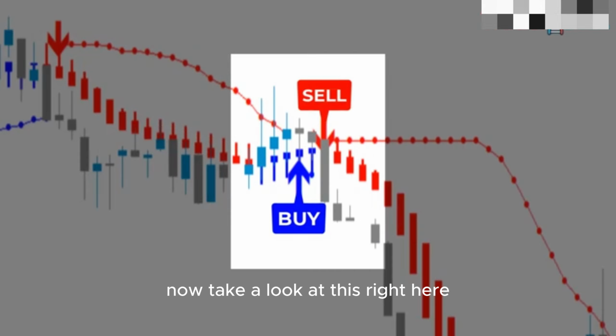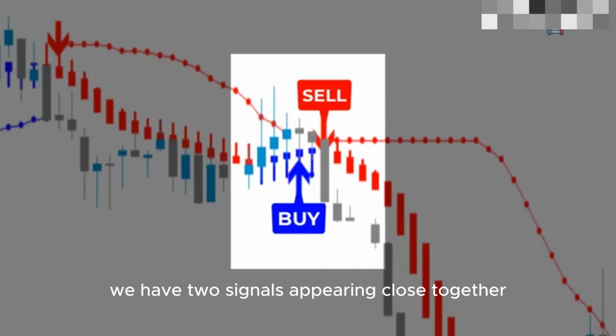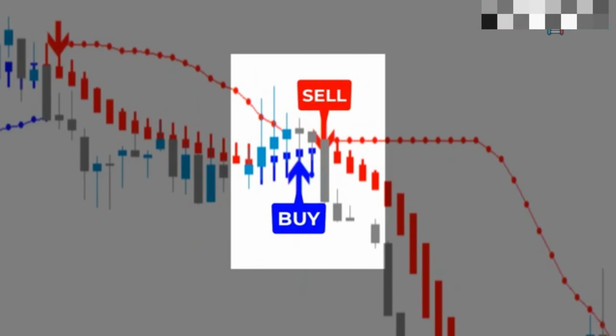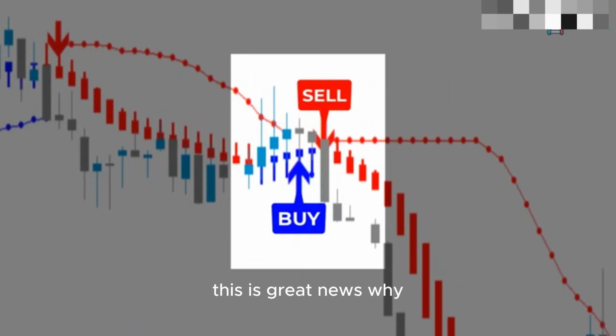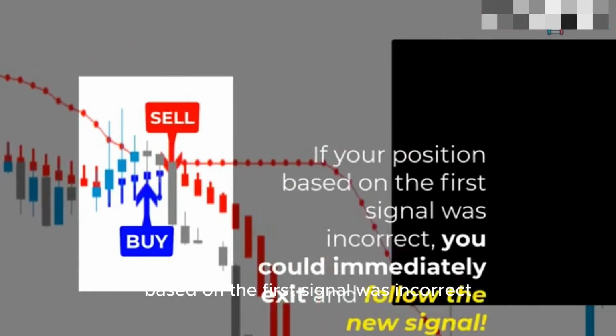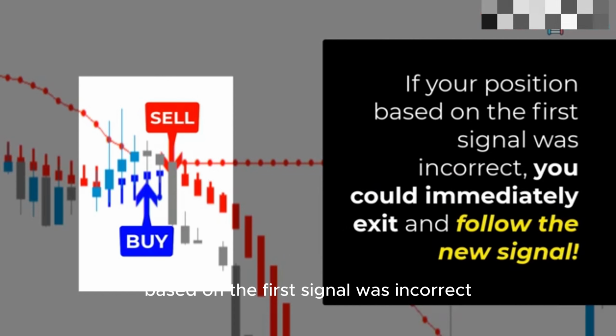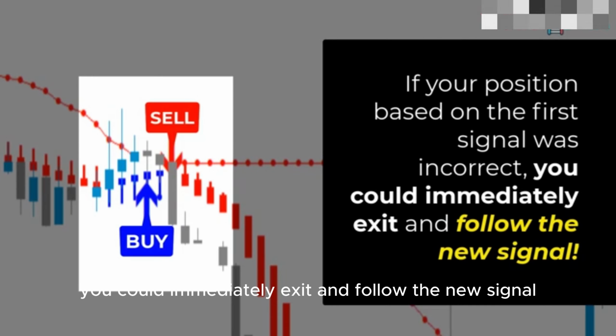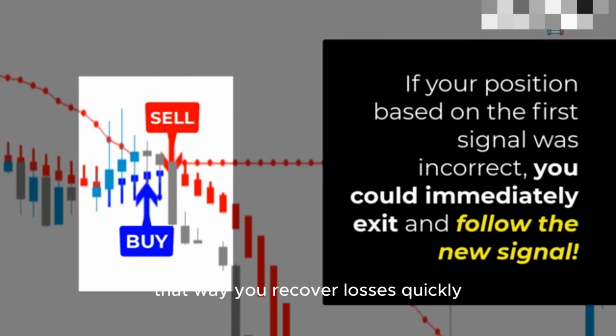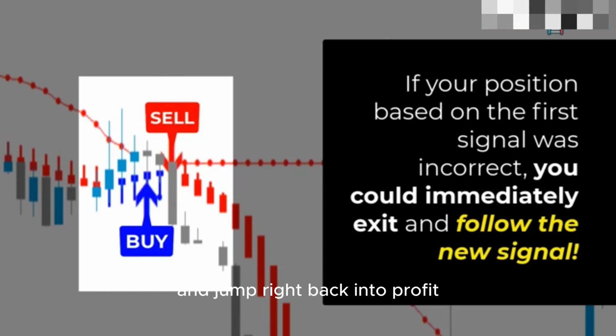It won't disappear or get replaced with a new one. Now take a look at this right here. We have two signals appearing close together. This is great news. Why? Because it means that if your position based on the first signal was incorrect, you could immediately exit and follow the new signal. That way you recover losses quickly and jump right back into profit.